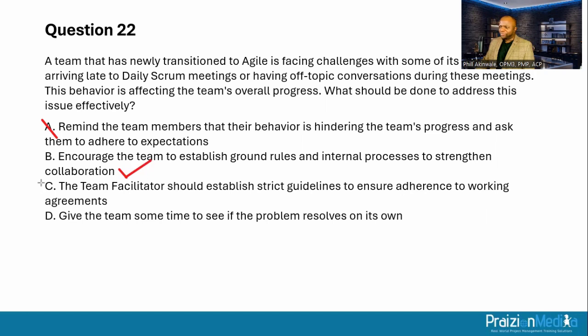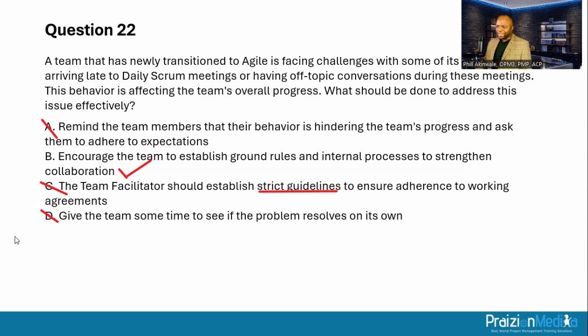Option C, the team facilitator should establish strict guidelines. Now, strict guidelines, they're not kids. One of the things we say in the world of Agile is we hire adults. So it could come off again as being carrot and sticks, authoritarian, and it could undermine the team autonomy. We're not babysitting here. So C is not a great option. And then D, give the team some time to see if the problem resolves, is reactive. Okay. So the best answer is B.